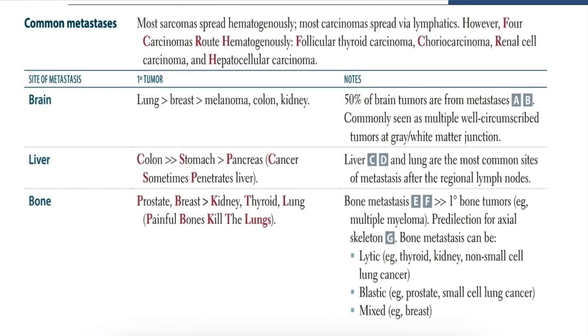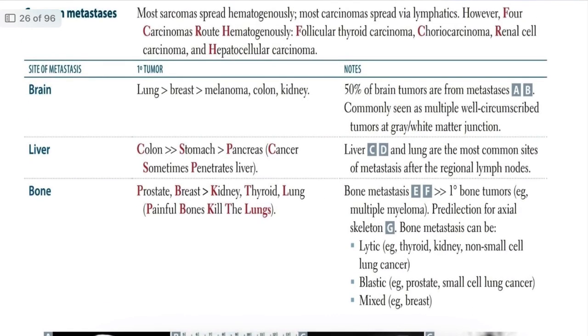So you can see here, this is the First Aid guide. I am following this First Aid guide, so based on this, we will discuss. First one, in basic pathophysiology, what is metastasis?